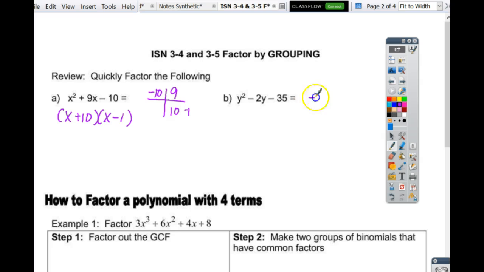So for the next one, A times C is negative 35 and B is negative 2. So I want factors that multiply to negative 35 but add to negative 2. Seven and 5, but 7 times 5 is a positive 35. Why negative 7 and not negative 5? Because the 2 wants to be negative, right? So negative 7 plus 5 is negative 2. So we get y minus 7 and y plus 5.